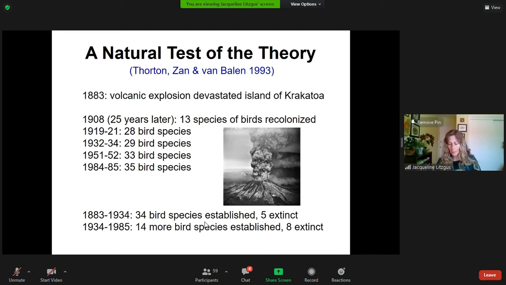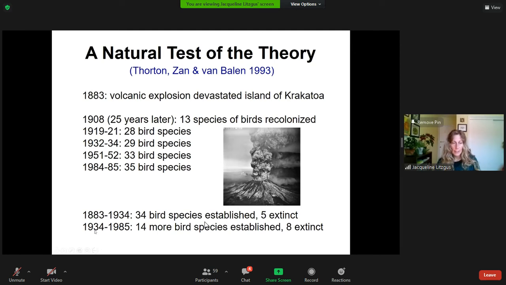Okay. So flora and fauna just completely devastated and gone. And also the two adjacent islands were also completely exterminated. But within 25 years, 13 species of birds had recolonized what was left of the island, right? So again, 1883, this volcanic explosion. In 1908, 25 years later, 13 species of birds had recolonized the island. And then by 1919 to 21, 28 bird species were there. And then the next survey, 32 to 34, now there were 29 species there, okay?